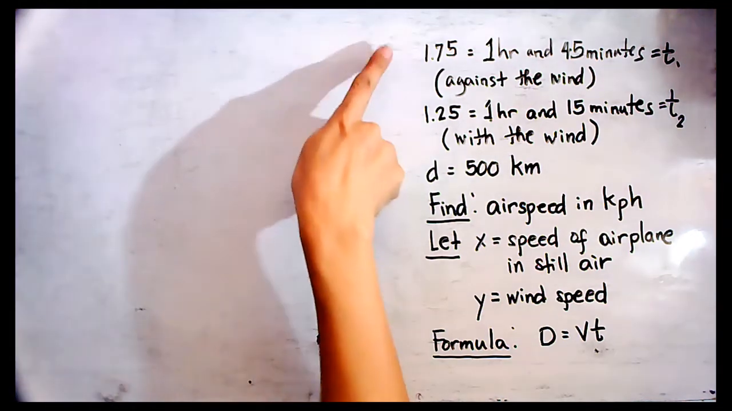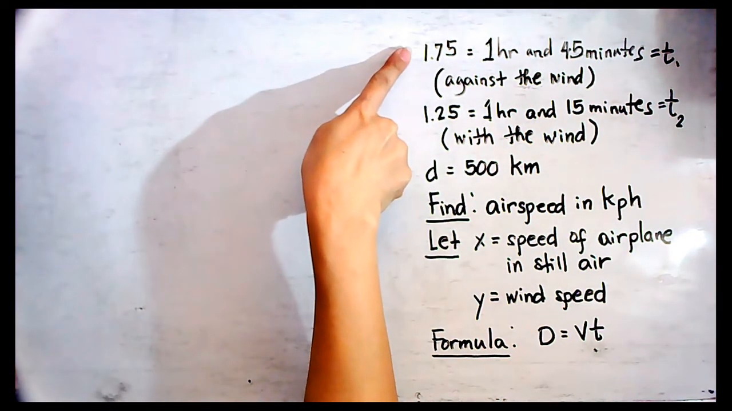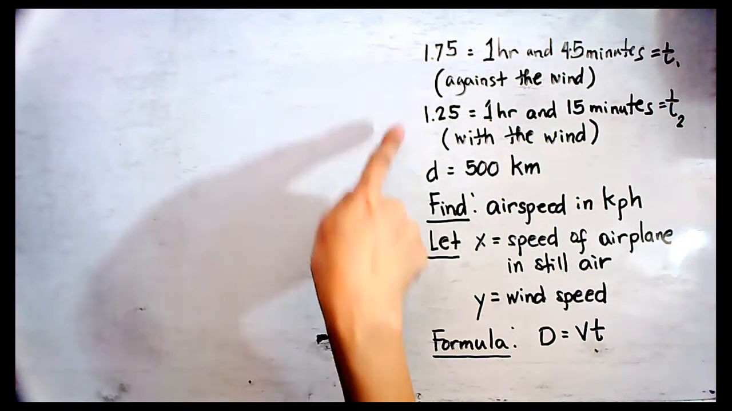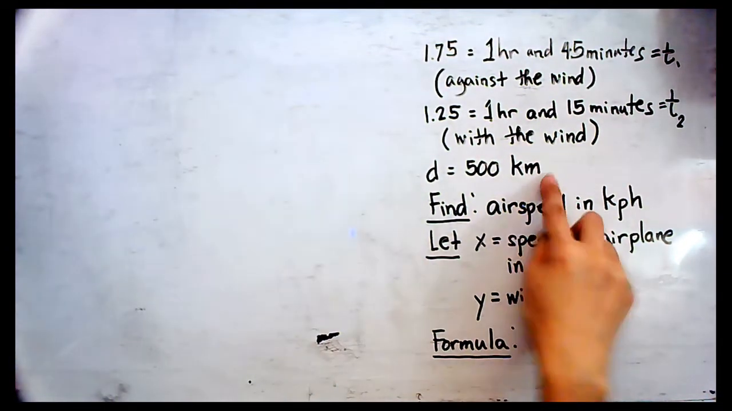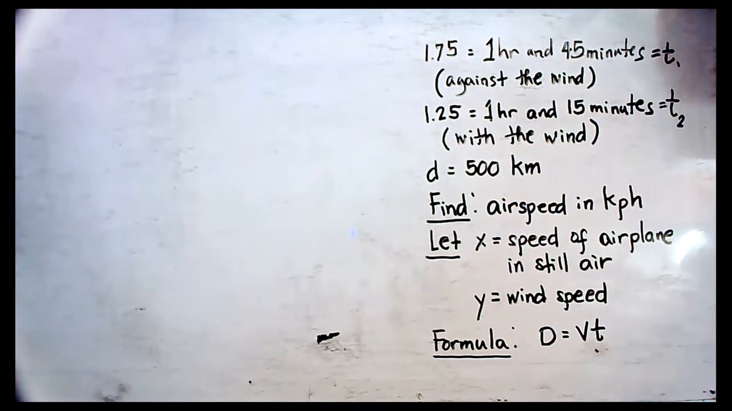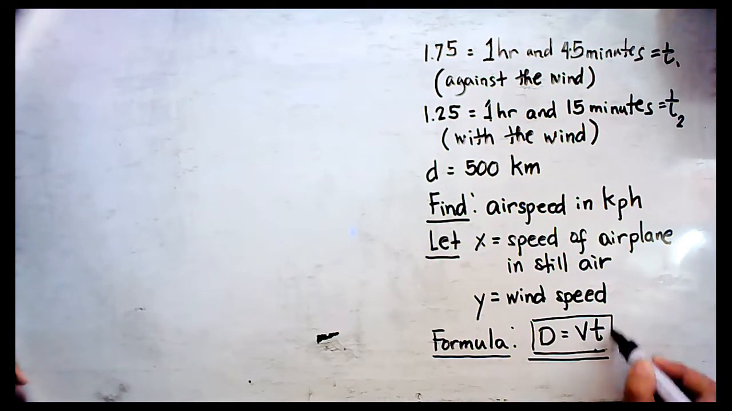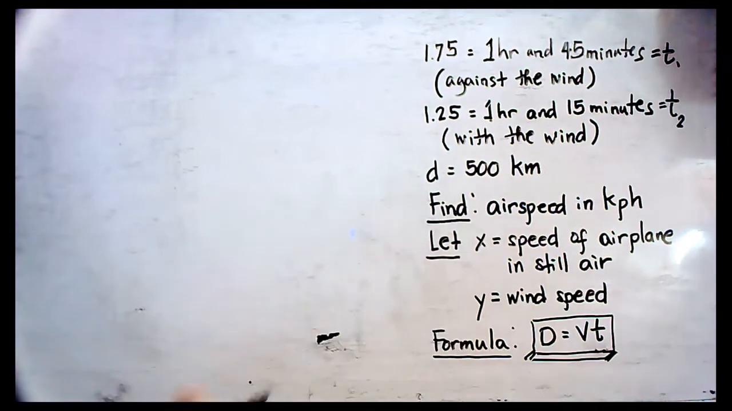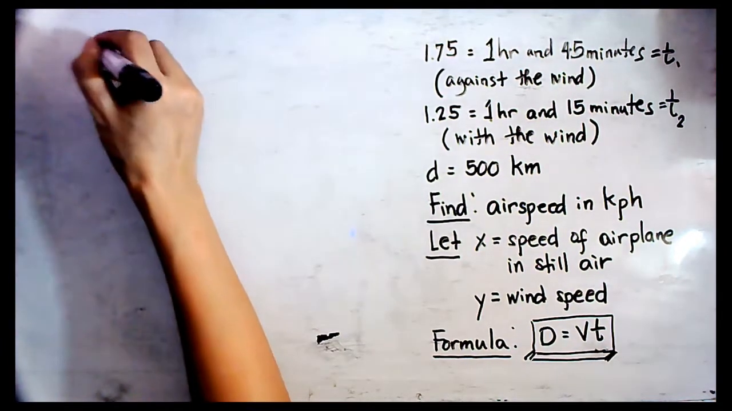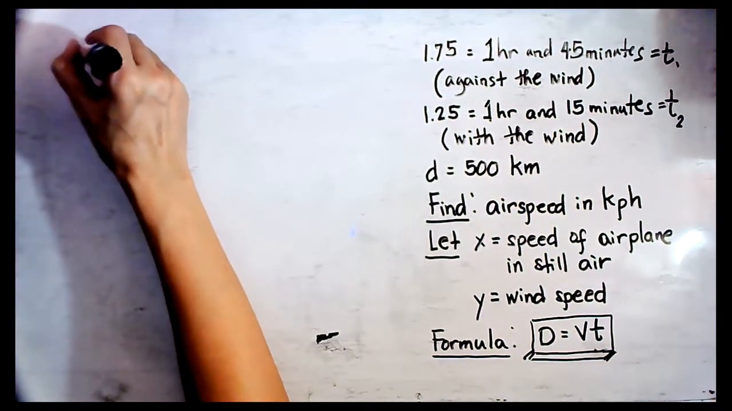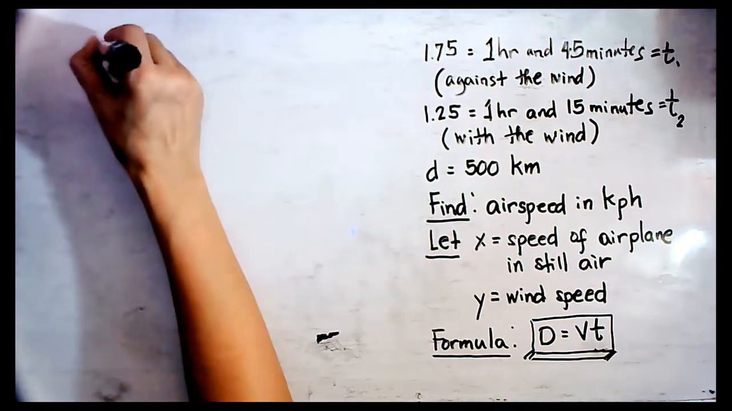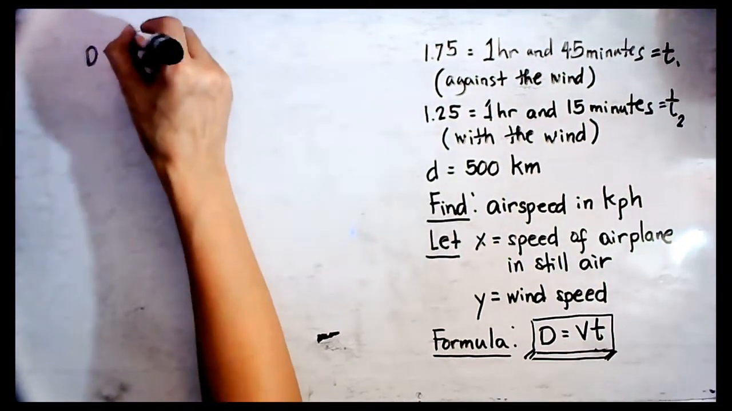So there are two conditions. The first condition is the airplane would be traveling against the wind. If we are going to travel against the wind, basically the formula distance is equal to velocity times time will be very much useful. Okay, so the distance is constant. Since the distance is constant, let's say d is equal to velocity times time.